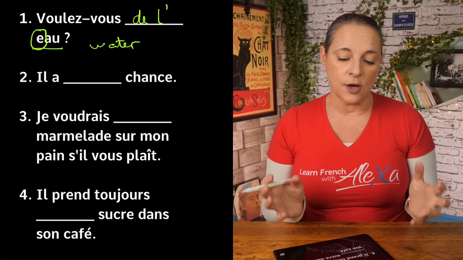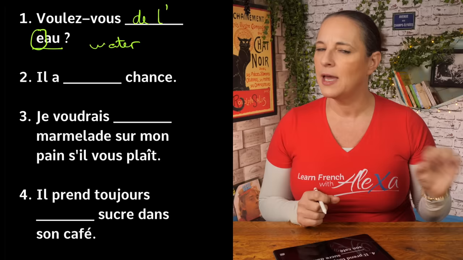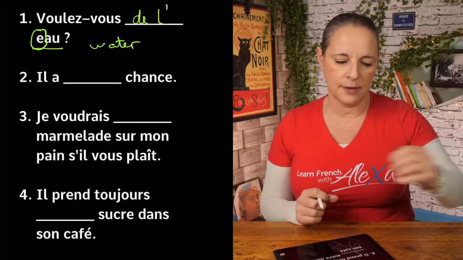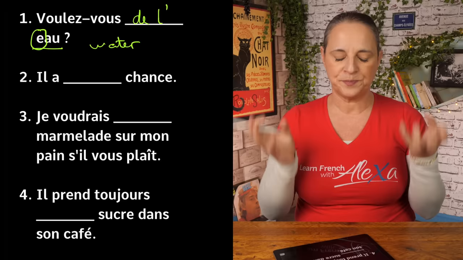Voulez-vous de l'eau? Do you want some water? Now, do you remember that in English you can omit it? Do you want water? In French you can't. You have to say, do you want some water? Okay. Now, voulez-vous de l'eau? Très bien. Now, numéro deux.